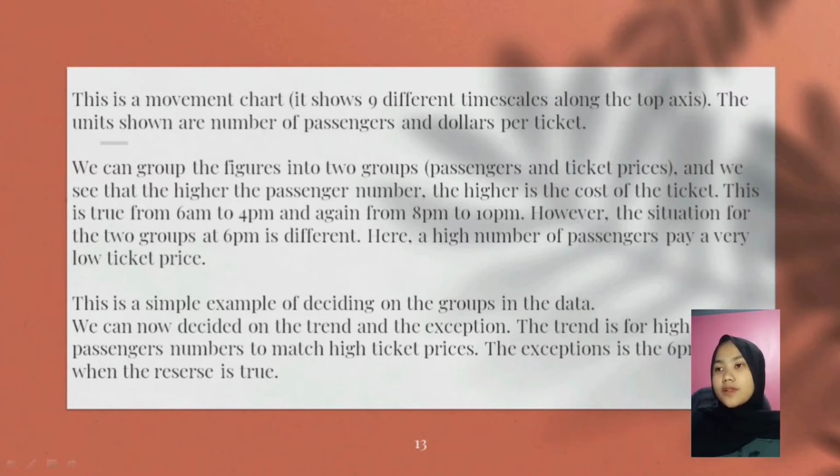This is a simple example of deciding on the group in the data. We can now decide on the trend and the exception. The trend is for high passenger number to match high ticket price. The exception is the 6 p.m. time when the reverse is true.